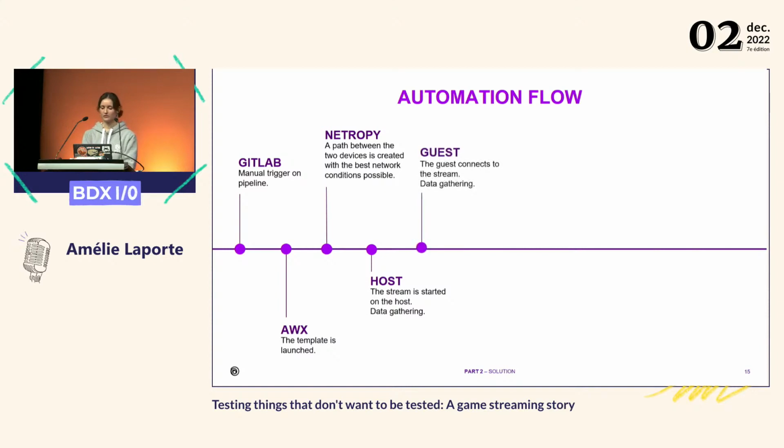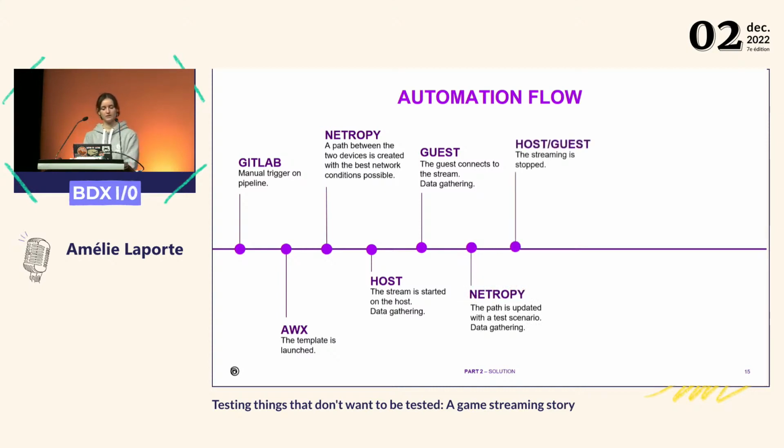Then we do the same on the guest. We will unlock the session of the guest computer, and then we will connect to the host stream and start to gather data. And then at this point, we will update the path with the test scenario, so with the network scenarios that we want to test, and we also gather data from Netropy.